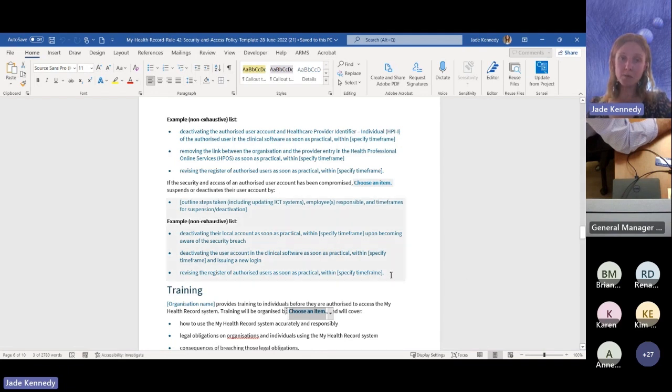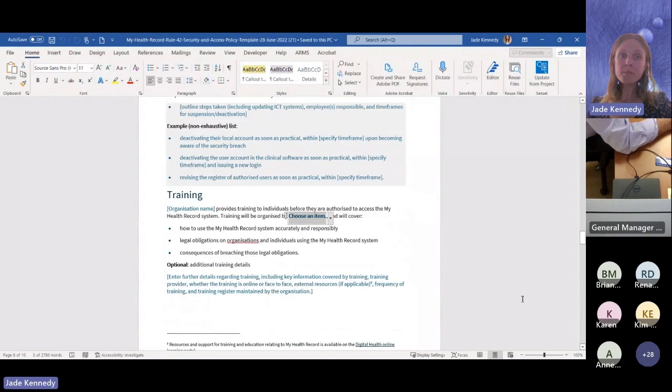There are some examples provided to help organisations. As I said, we did want to make things easy for people, but the idea is really that organisations will have a think about it, think about what processes they have in place, what their risks are, and then really tailor the policy as much as they can.